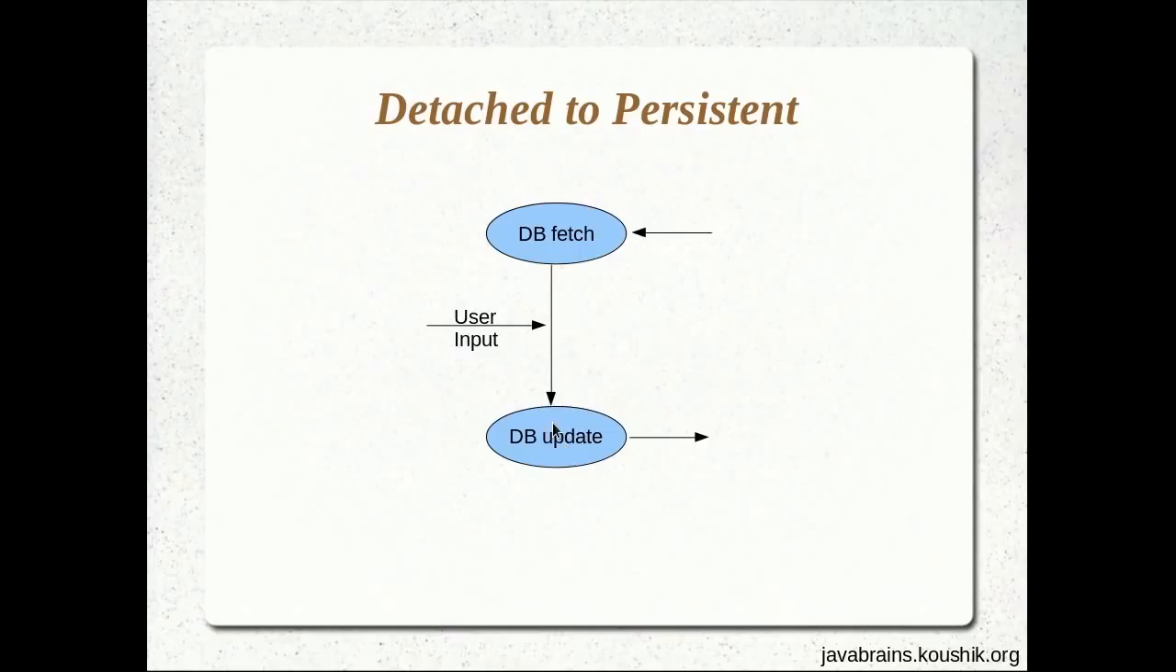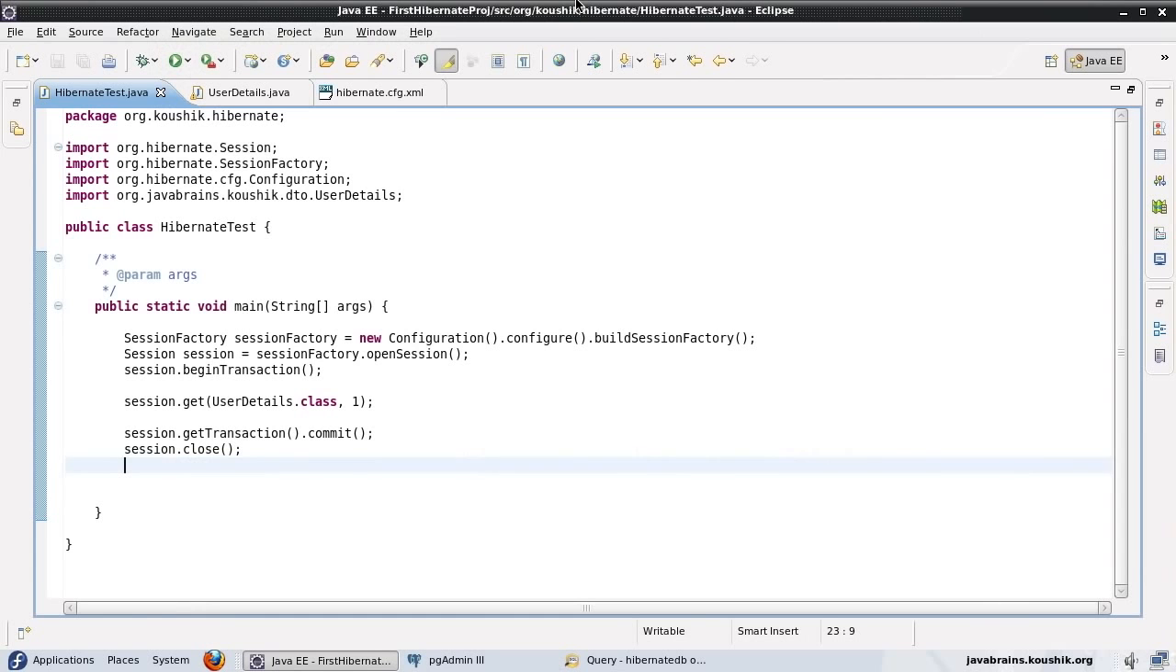Now, how do I move an object from the detached state to a persistent state? Once I make this object back to a persistent state, the user input updation is as simple as setting the properties of the persistent object. But now, how do I move it from detached to persistent? So that's something that we're going to look at now.